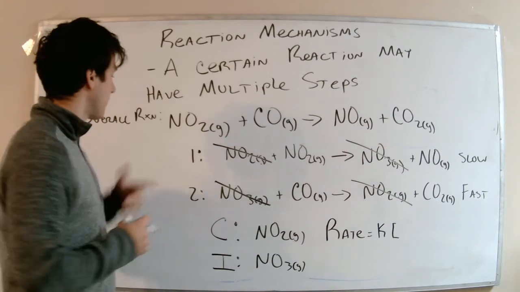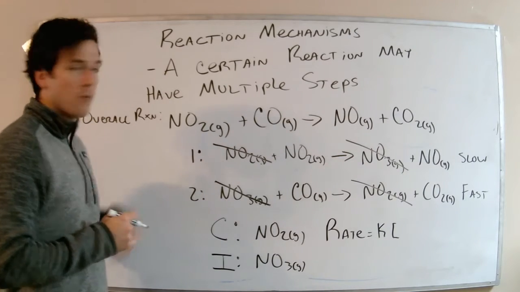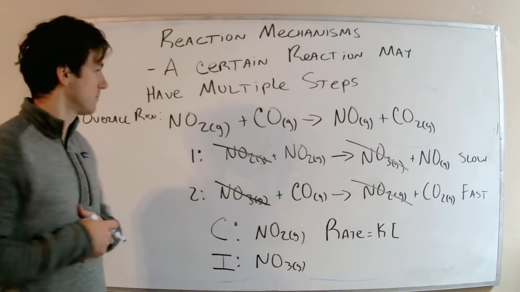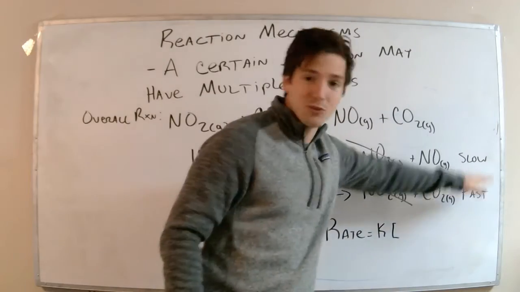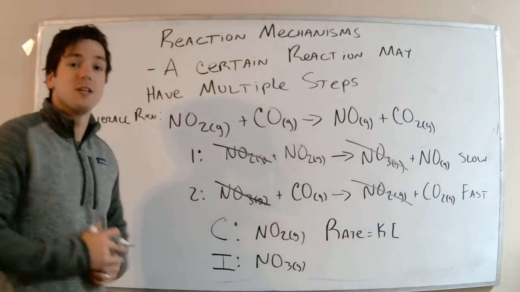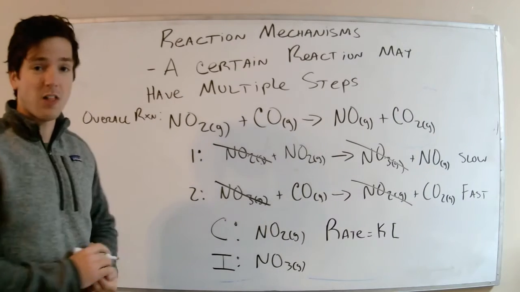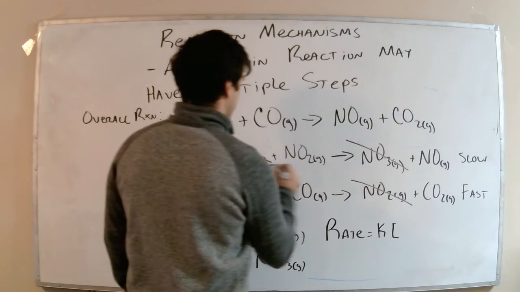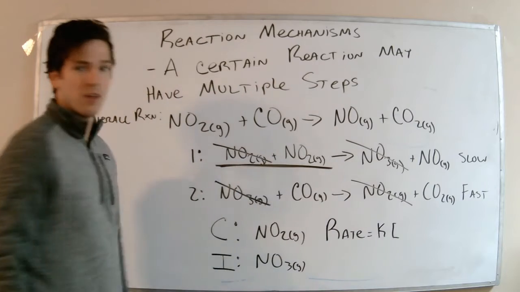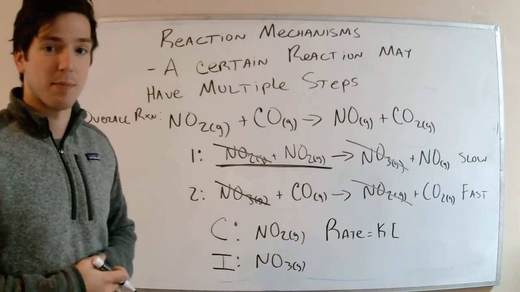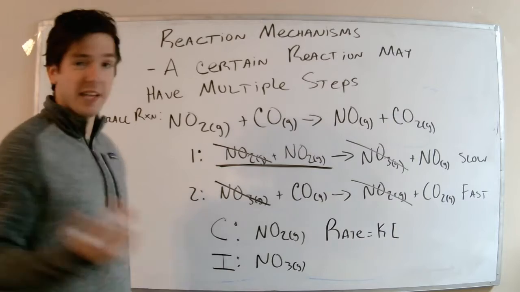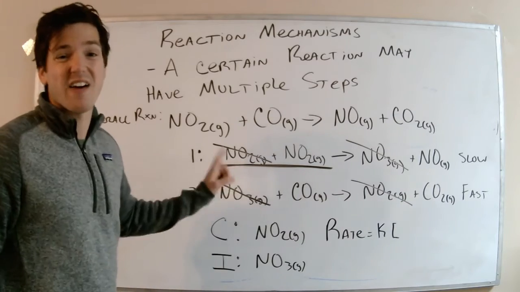So, if I'm looking at these two steps, which one is our slow mechanism? Well, I told you, it was the slow one. So, our rate law is going to be determined on the reactants of the slowest step. So, in our slowest step, we only had NO2. Even if I crossed it out, I have to include it.